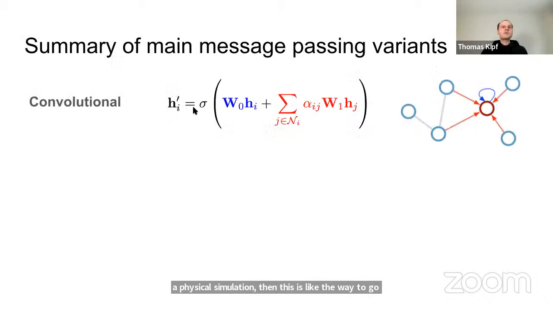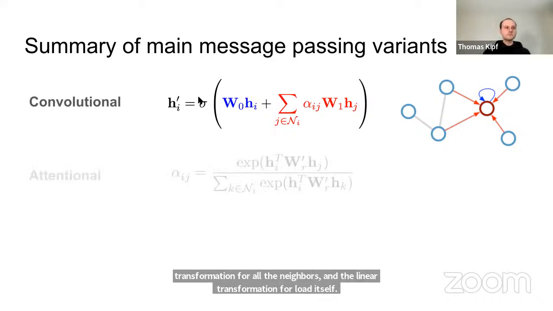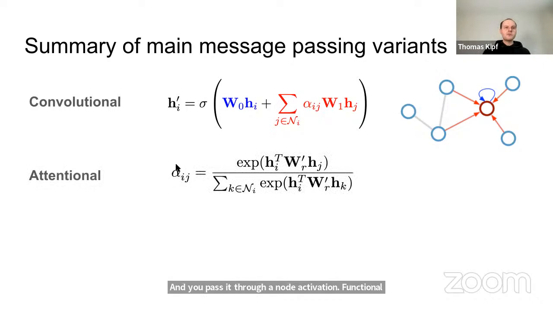Now let's do a quick summary of these main message passing variants or flavors. So the simplest one we looked at in the beginning was this convolutional model, where you basically just have your neighboring nodes, and you have a linear transformation that you apply for all the neighbors and a linear transformation for the node itself, and you pass it through a node activation function, a node neural network. Then you have attentional models where on top of that, you learn this normalization or importance factor for each pair of nodes, based on the neighboring features. And the most typical form is this bilinear product.